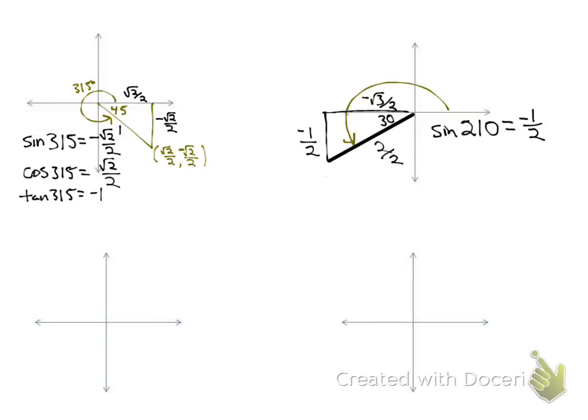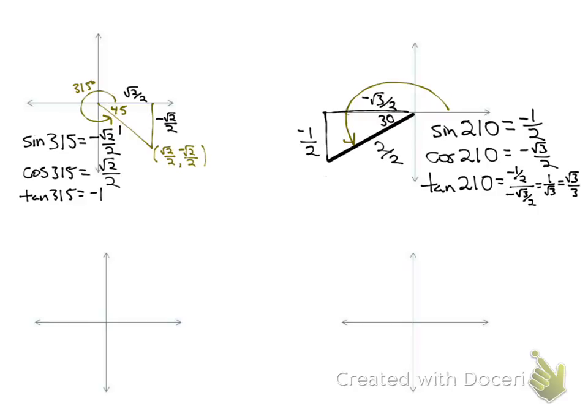Negative 1/2. Cosine of 210. Negative root 3 over 2. Tangent of 210. That is negative 1/2 over negative root 3 over 2. Well, it's positive 1 over root 3, but we have to simplify that. Yeah, root 3 over 3. Since they both are negative, it becomes positive, and they both have a denominator of 2. So the 2 comes out, you're left with the numerators. It's 1 over root 3.